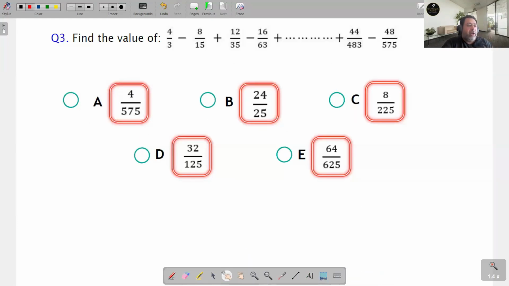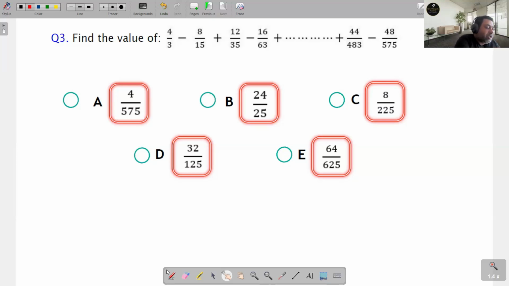Question 3. Find the value of 4 by 3 minus 8 by 15 plus 12 by 35 minus 16 by 63 plus so on and so forth, 44 by 483 minus 48 by 575. Of course, this kind of question has some kind of pattern. We need to identify the pattern first before we proceed, because otherwise, if we do not know the terms in between, how can we take an LCM and try to solve this?